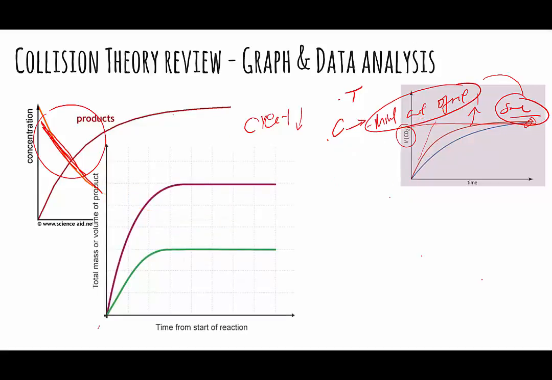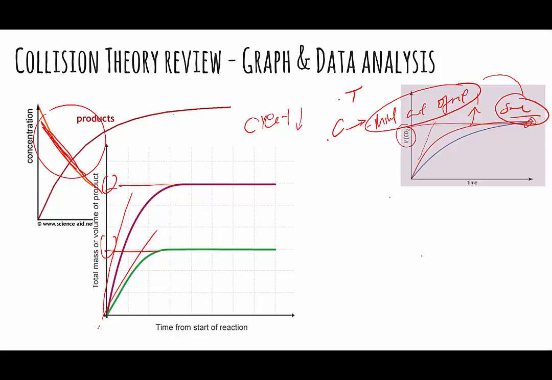Now let's take a look at the second graph. This graph means that you will have a different initial rate and you will produce different final products. So different initial rate and different final product for both of the graphs. What usually contributes to this type of graph is a change in the concentration and the amount of reactant.